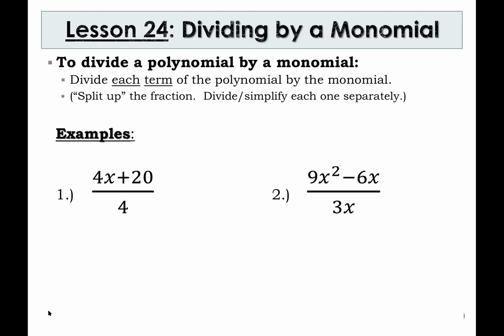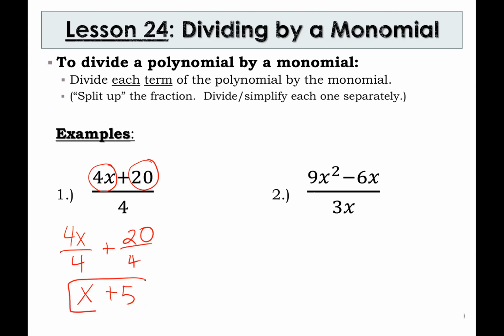Number one, 4x plus 20 divided by 4. So here's what we're going to do. We're going to divide each term by 4. So each term meaning the 4x and then also the 20. So 4x gets divided by 4 plus 20 gets divided by 4. It's sort of like distributing a 4, only instead of multiplying, we're dividing. And now each one of these fractions gets simplified. 4x divided by 4, that's just x, because the 4's cancel out, plus 20 divided by 4 would be 5. So our answer is x plus 5.